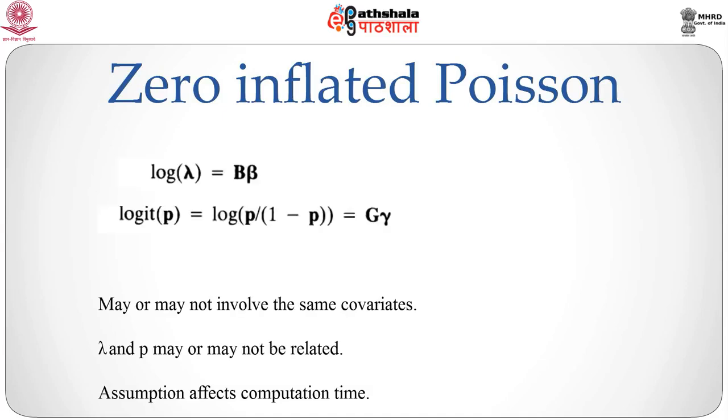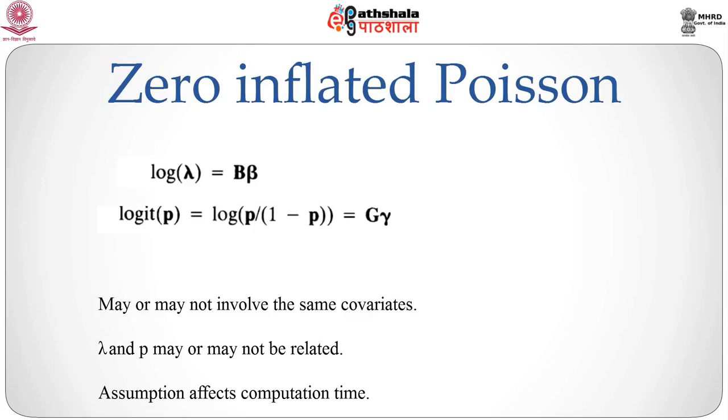We have 2 sets of parameters, lambda equal to lambda 1 to lambda n for the n observations, and p equal to p1 to pn, and these satisfy log of lambda equal to capital B into beta, and logit of p, equal to log p over 1 minus p component-wise, is equal to capital G into gamma, where B and G are known covariate matrices.